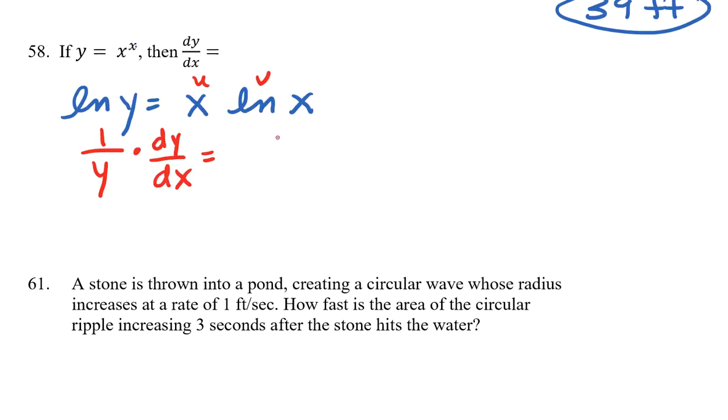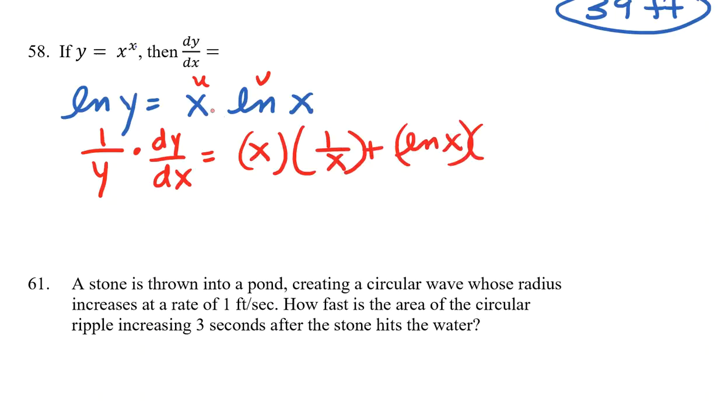And here we have to do a product rule: the first term times the derivative of the second, plus the second term times the derivative of the first. The derivative of the x term is just 1. Those x's cancel.